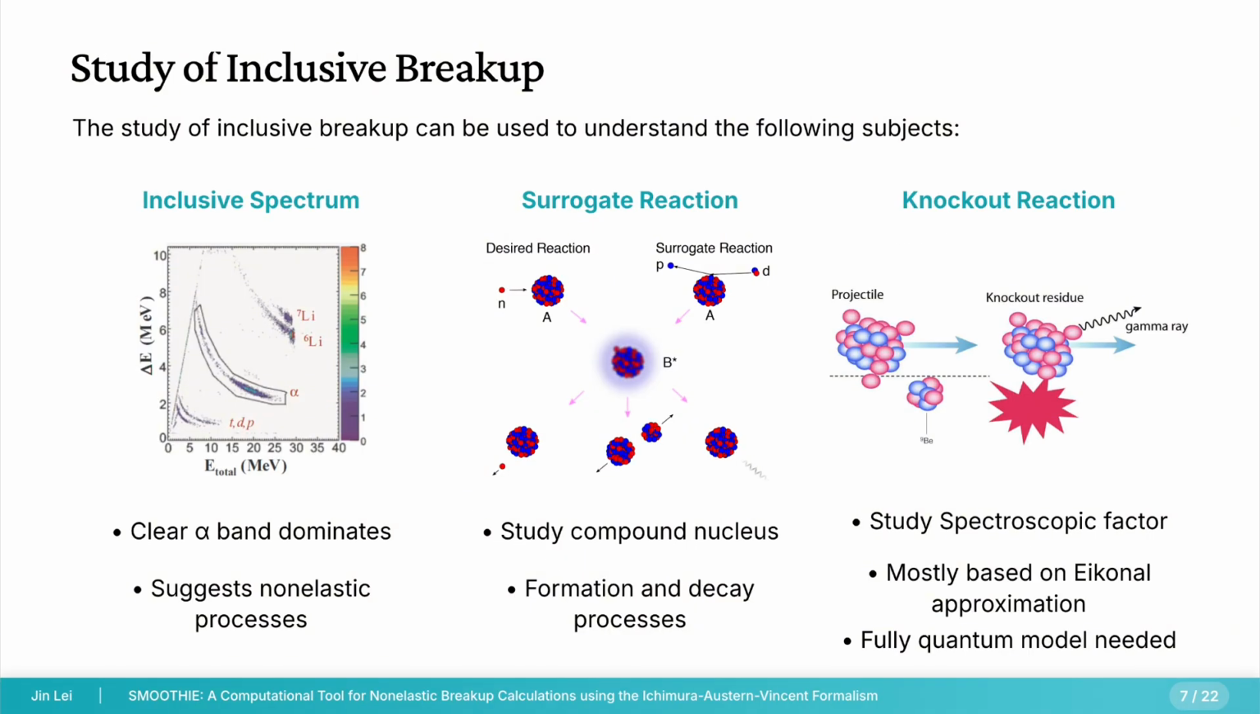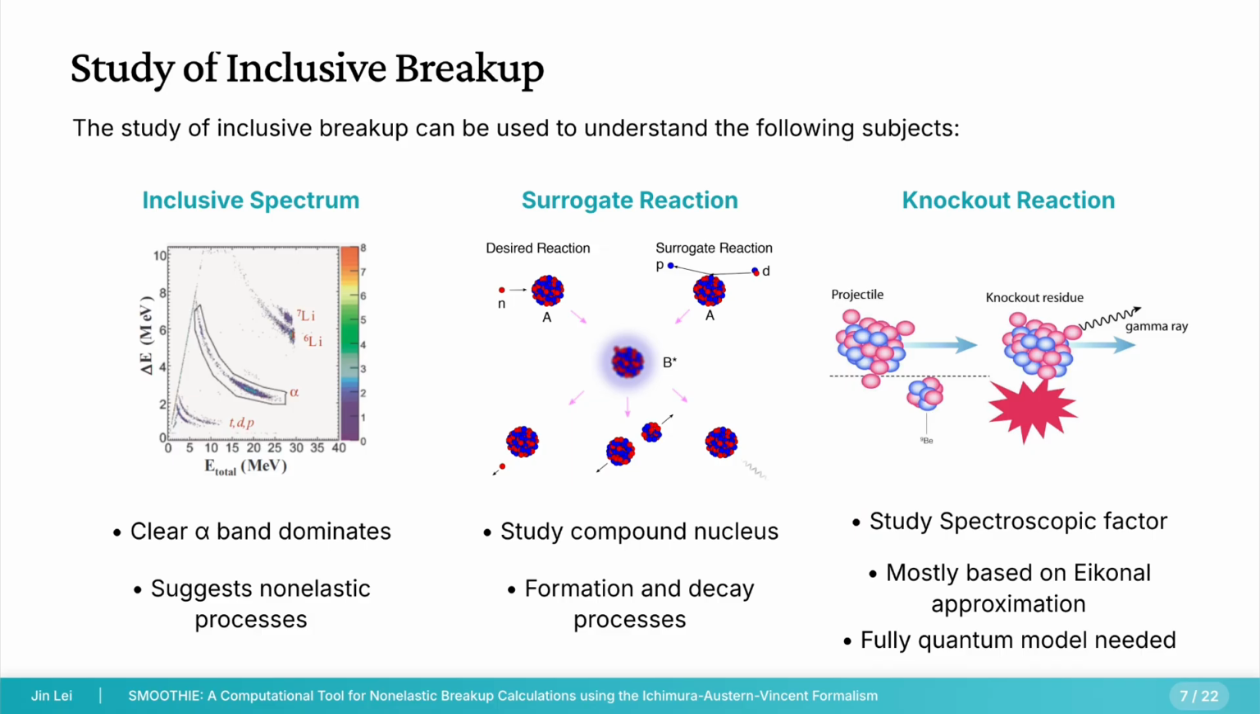Before we dive into the equations, let's pause at the slide titled Study of Inclusive Breakup. We present 3 use cases in this order. First, the inclusive spectrum. In lithium-6, you see a clear alpha band dominating, which strongly suggests that non-elastic processes are contributing. Second, the surrogate reaction. Here we study the compound nucleus, focusing on how it is formed and how it decays. In particular, for the case of a neutron-induced reaction on a short-lived target.